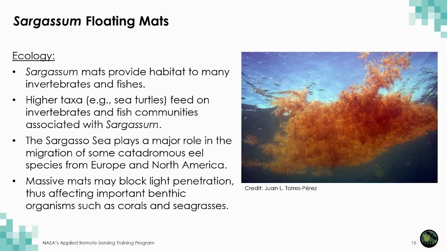The Sargasso Sea also plays a major role in the migration of some catadromous eel species, like the European eel and the American conger eel. And the larvae of these species hatch within the sea, and as they grow, they travel to Europe or the east coast of North America. Later in life, the mature eel migrates back to the Sargasso Sea to spawn and to lay eggs.